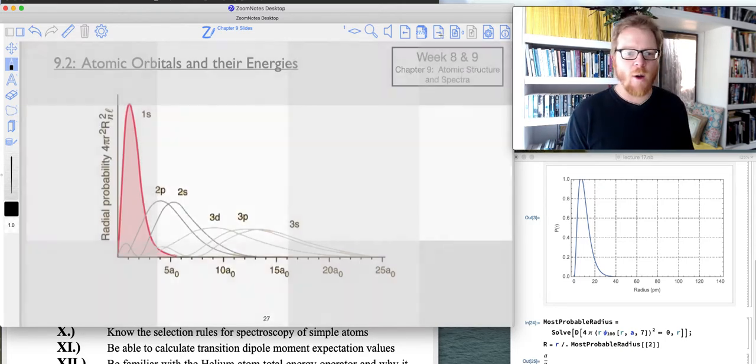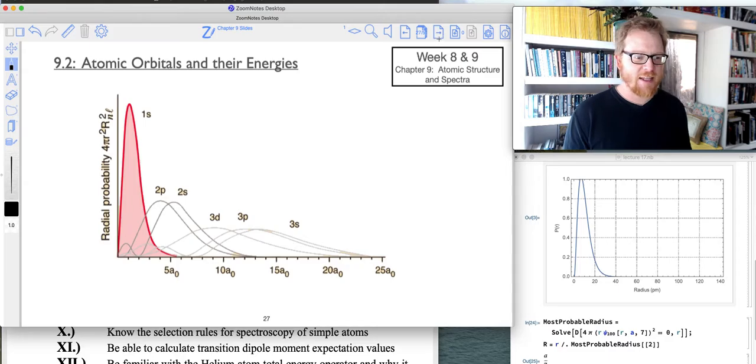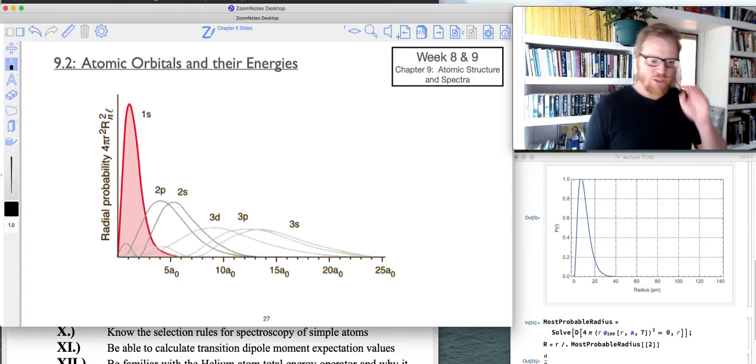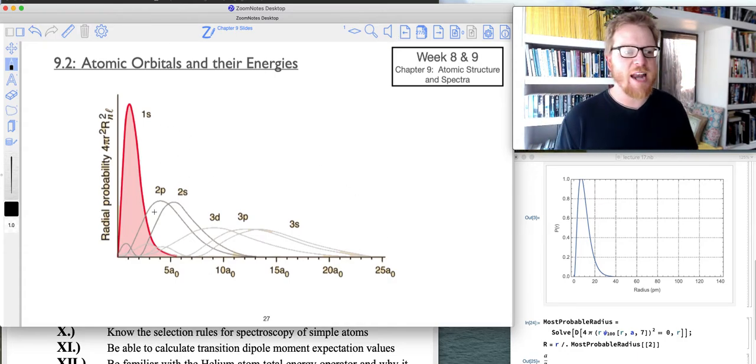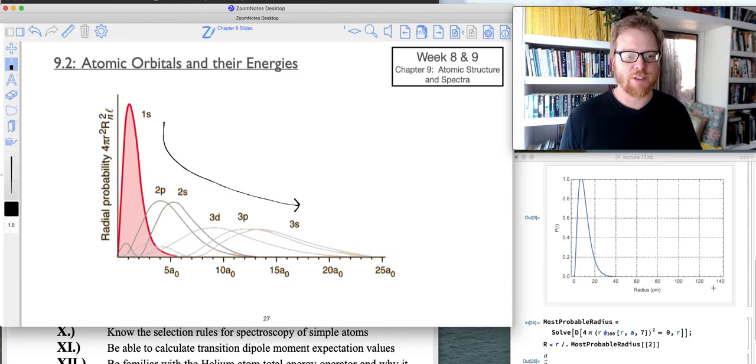Okay, so let's see here. So the last thing, where are we going with this stuff? Yes, so I've been talking for quite a while, so I'll just try to wrap it up. If we now compare all of these different radial distributions, 1s, 2p, 2s, we can see the trend, and hopefully you remember this from Chem 109.